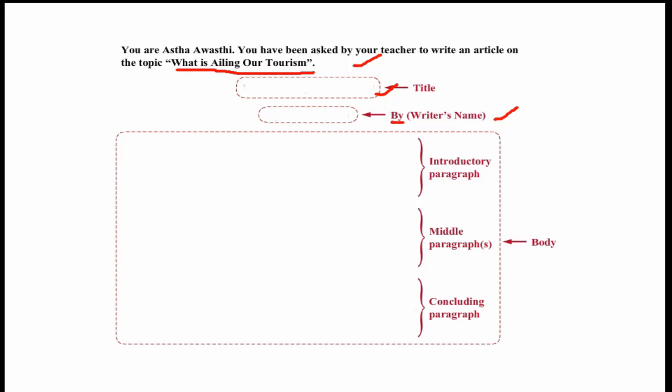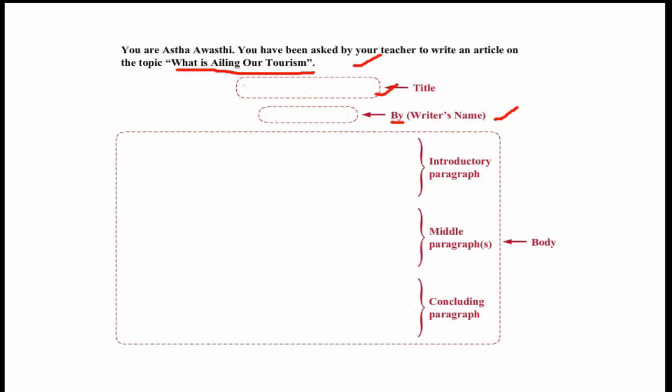Again, try to recall. First, you have to write the title, that means the heading, and written by whom? By you, right? That means you have to write your name, and then you introduce the topic, you explain the topic, and then you conclude the topic. It can be a short paragraph, or it can be like an essay format. That means short essay format.